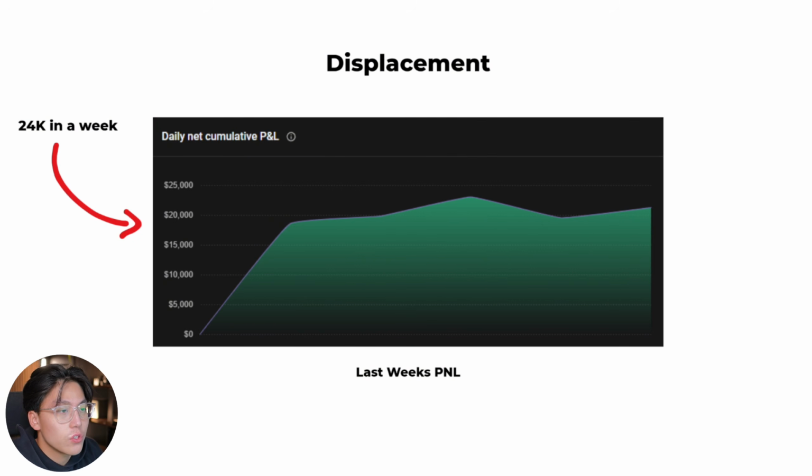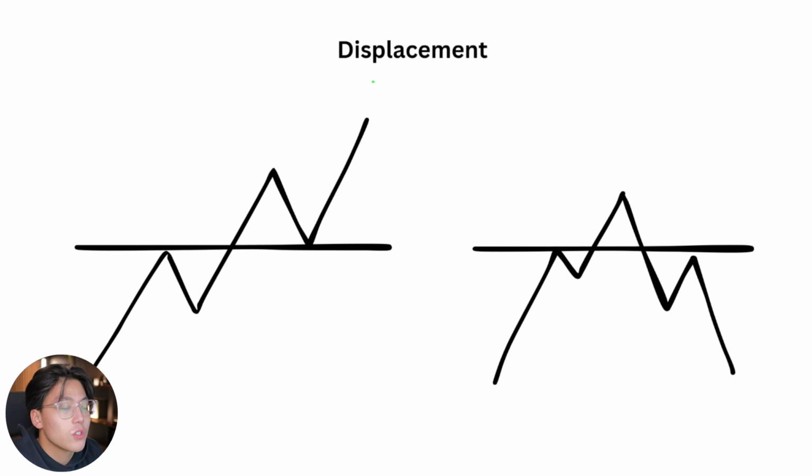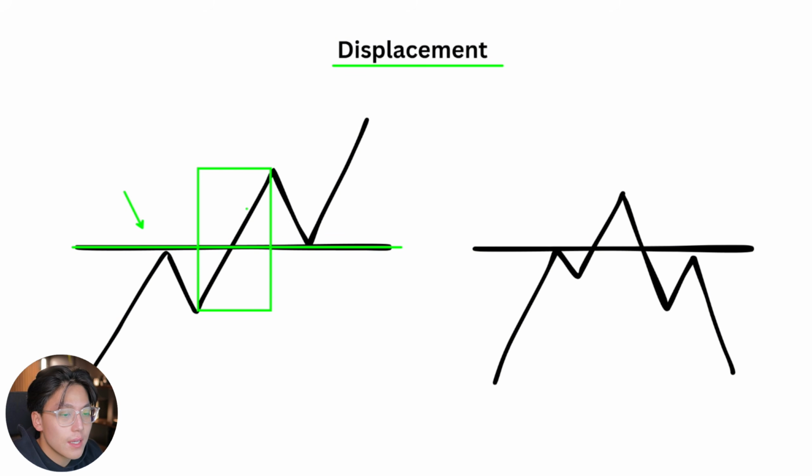So let's get right into exactly what is displacement. Displacement is very key when it comes to the break and retest. And what is displacement? Displacement is looking for this leg in price that essentially breaks this swing high. As you can see, we're in a very clear uptrend here. We're making higher highs, higher lows. And what we want to see is this key leg, right?